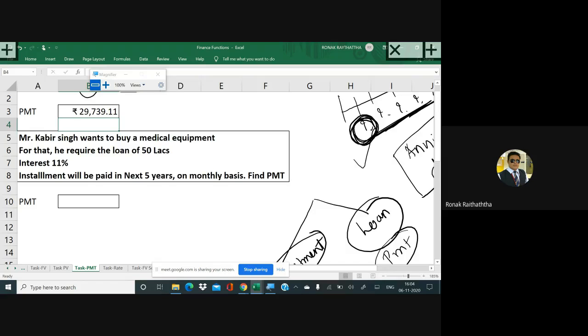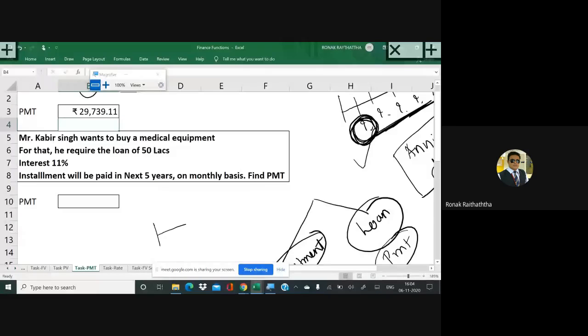You people might have some different interest rate there. You may change it to 11%. That's fine. The installment will be paid in the next 5 years on a monthly basis. Find the PMT. See, this is how the timeline looks now.